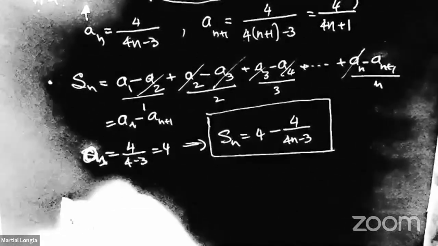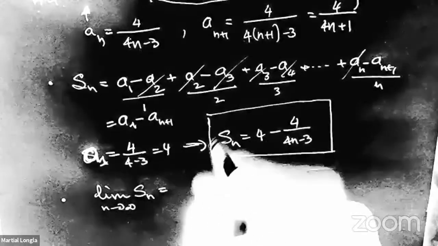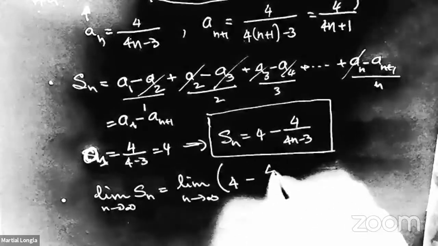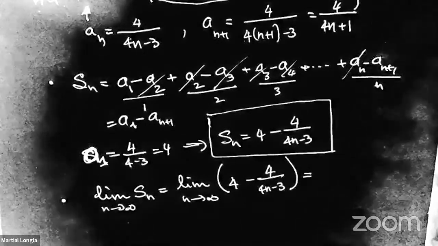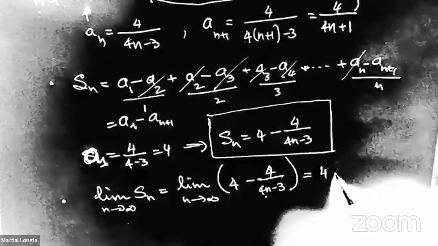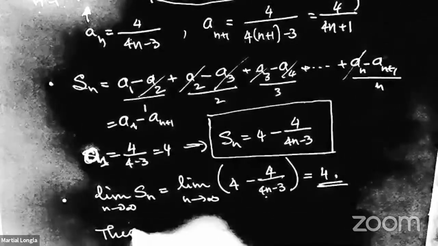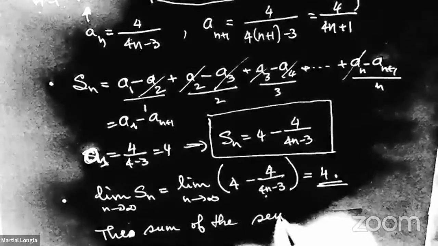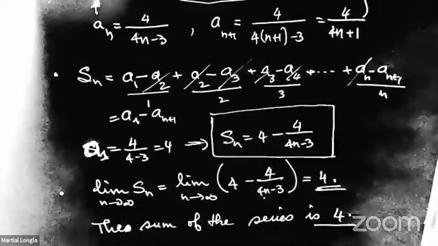And then you go to the second step and you find the limit as n goes to infinity of Sn. And that is the limit as n goes to infinity of 4 minus 4 over 4n minus 3. Now you plug in n. 4 over infinity is 0. 4 minus 0 is 4. So that's it. And that's why you would say that the sum of the series is 4. Two steps.